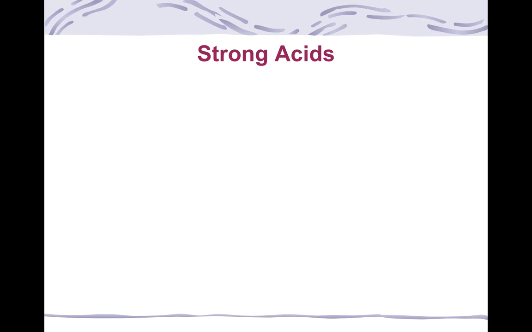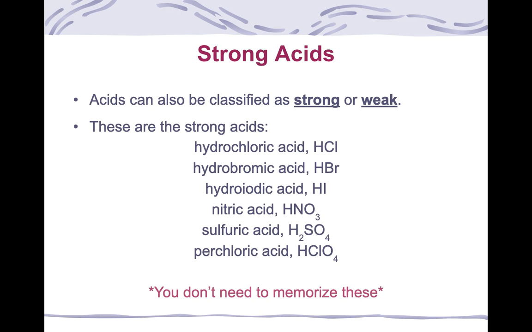So that was one way that acids can be classified, which is based on the number of hydrogens that they have. Another way is they can be classified as either strong or weak, and both acids and bases are categorized this way. So those are the strong acids: hydrochloric, hydrobromic, hydroiodic, nitric, sulfuric, and perchloric acids. And you don't need to memorize these, but those are the strong acids.